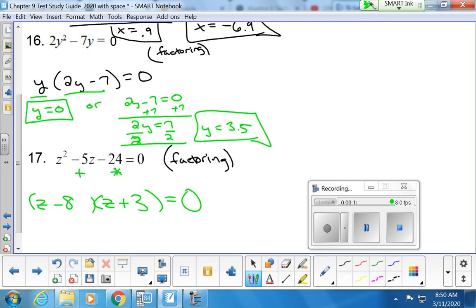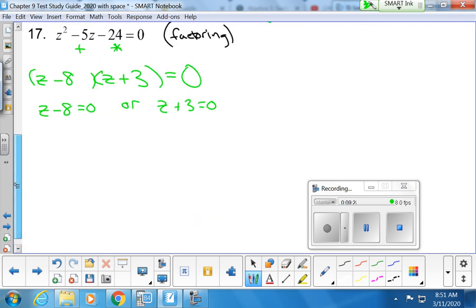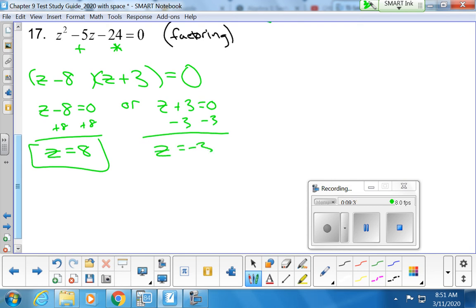Okay? Make sense? Yes. Now we do our zero product property to finish. Z minus 8. So either z minus 8 equals 0 or z plus 3 equals 0. So solve both of those. Add the 8. Get z equals 8. Subtract the 3. Get z equals negative 3.